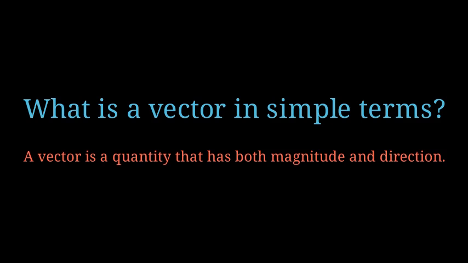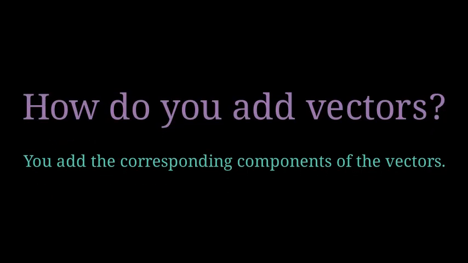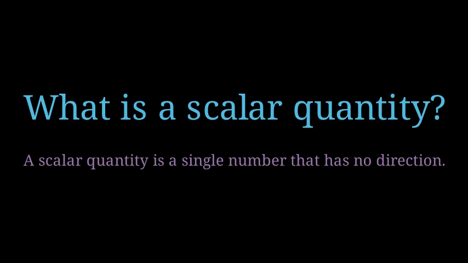What is a vector in simple terms? A vector is a quantity that has both magnitude and direction. How do you add vectors? You add the corresponding components of the vectors. What is a scalar quantity? A scalar quantity is a single number that has no direction.